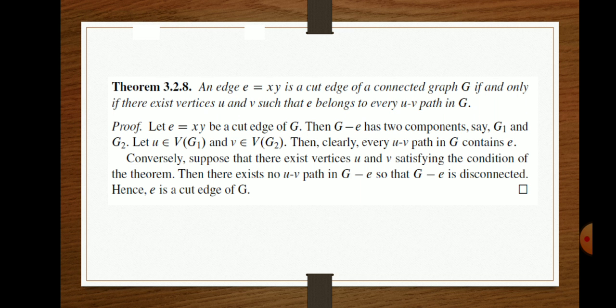Let u belong to the vertex set of the first component G1 and v belong to the vertex set of the second component G2. Then every u-v path in G contains e. So we can clearly say that trivially every u-v path contains the edge e. Conversely, suppose that there exist vertices u and v satisfying the condition of the theorem. Then there exists no u-v path in G minus e, because by removing e from G we cannot join u and v by any path. So G minus e is disconnected, hence e is a cut edge of G.